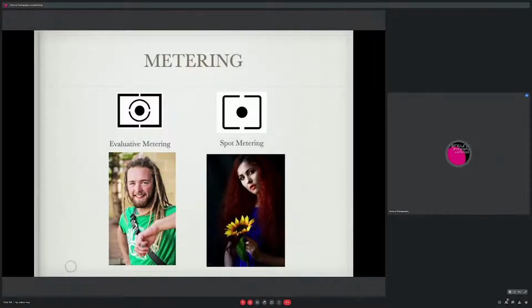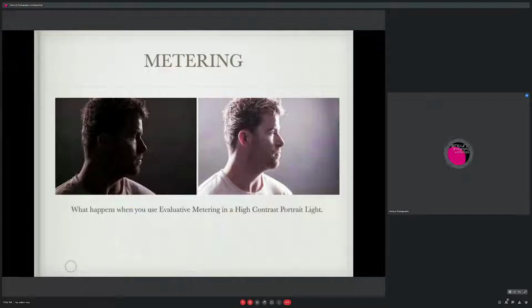What happens if you use evaluative metering in a high contrast portrait light? This is what happens. If the lighting is nice and dark and it's high contrast, so light's on the subject but not on the background, and you use evaluative metering where the camera is looking at the entire scene, the camera will basically look at all the darks in the scene and say, well, that's dark, I need to brighten it. And so it brightens the dark, and what that does then is it essentially blows out the light on the person's skin or complexion. And that kind of ruins the portrait.